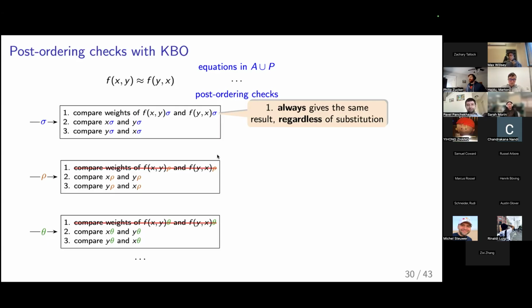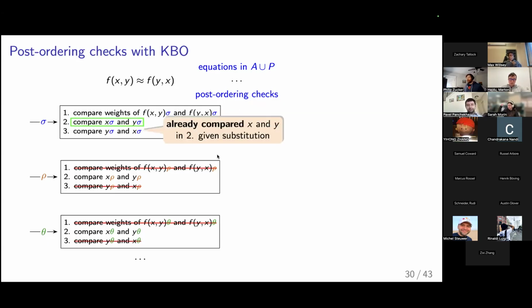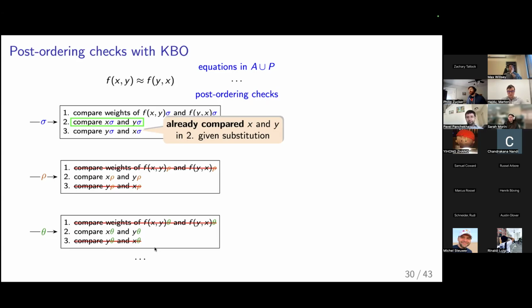Okay, so I was saying that, let's say we have already compared x and y in operation 2. And now when we look at operation 3, we see that we basically compared the same things again, namely x and y under the given substitution. And this has already been performed in operation 2, so we also know its result, so we don't have to perform this operation in all the subsequent post-ordering checks.